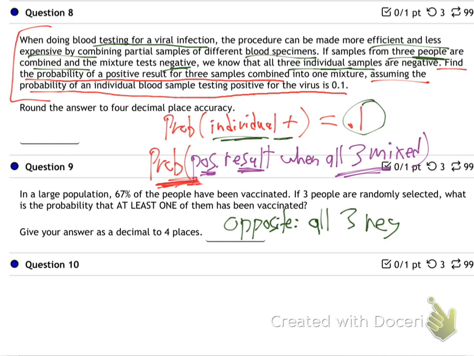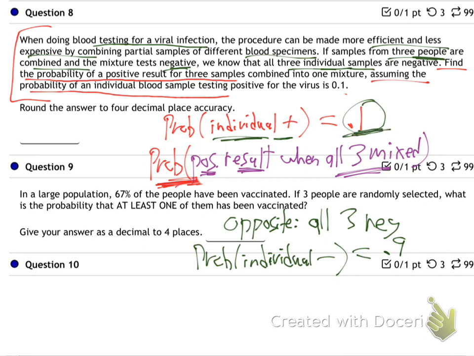So then the probability that an individual is negative must be 0.9. Right? If there's a 10% chance that one is positive, just one by itself, then there's a 90% chance that one by itself is negative. That's the opposite of positive. If there's a 10% chance of one coming out positive, there's a 90% chance of it coming out negative.